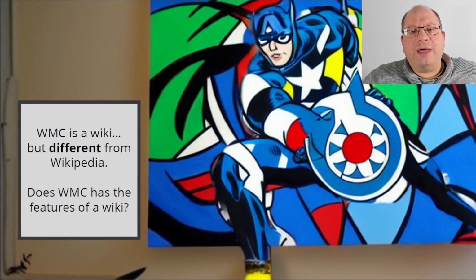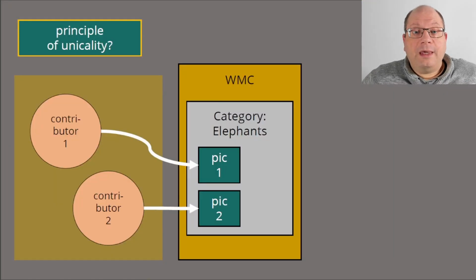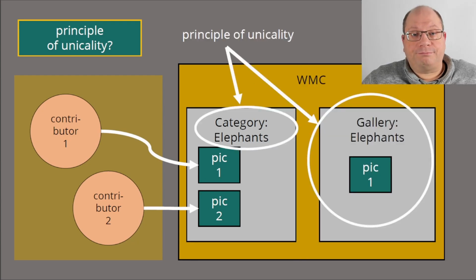Now let's take a look at WMC. Do the wiki principles also apply to this wiki? In WMC or Commons, a contributor can easily upload a new picture and assign it to a category. Then contributor number 2 joins in and does the same. This works relatively independently of each other. There can be several pictures on the same topic. There is no principle of unicality. The participants are not forced to collaborate.